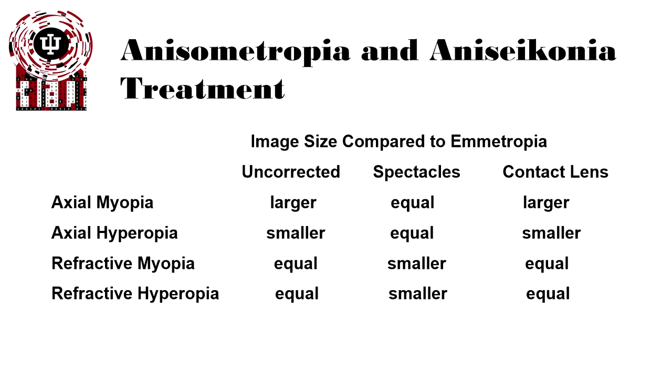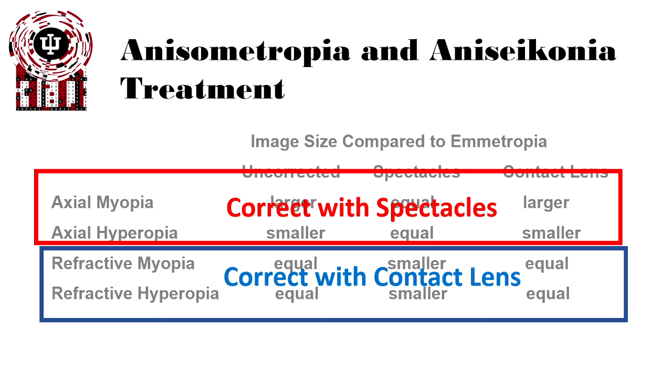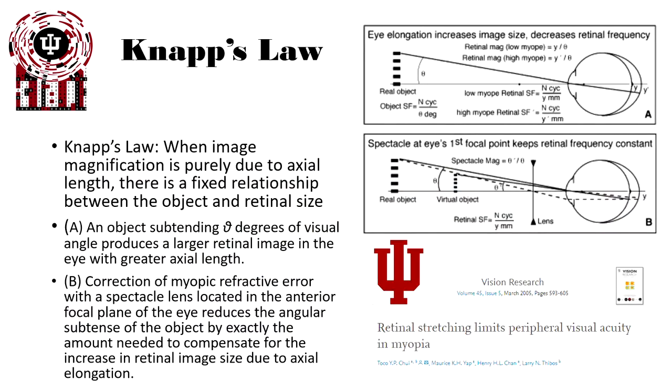Conversely, when the anisometropia is largely refractive in nature, the image size is relatively equal both in contact lenses and uncorrected. However, it's different in spectacle planes. And so in that situation, we'd consider using contact lenses. And that's ultimately the criteria that we use if we can make sure that the actual anisometropia is either axial or refractive in nature. Again, for axial problems, you will correct with spectacles. In refractive problems, correct with contact lens.